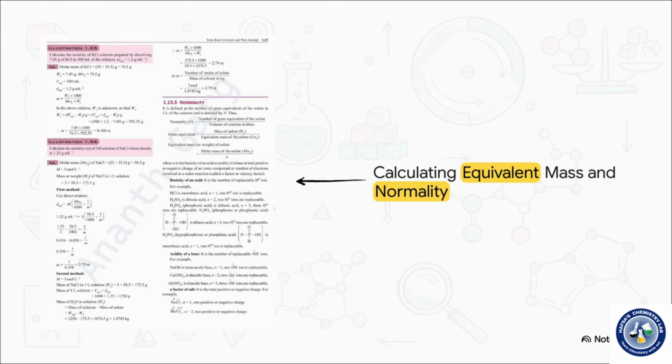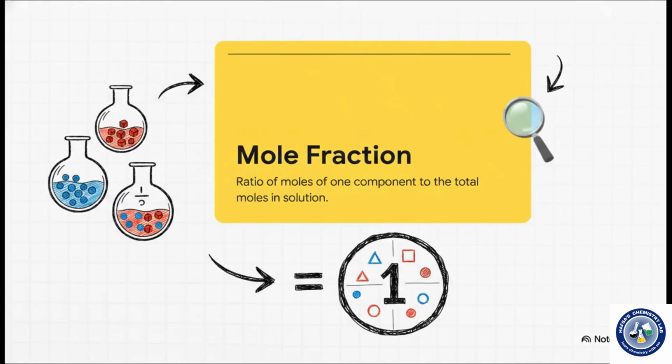Another super useful metric is the mole fraction. It's exactly what it sounds like, the ratio of the moles of one specific ingredient compared to the total moles of everything mixed in the beaker. The best part? If you calculate the mole fraction for every single ingredient in your mixture and add them all up, they will always perfectly equal exactly 1. Every single time. It's just a really clean way to understand the true proportions of your mixture.